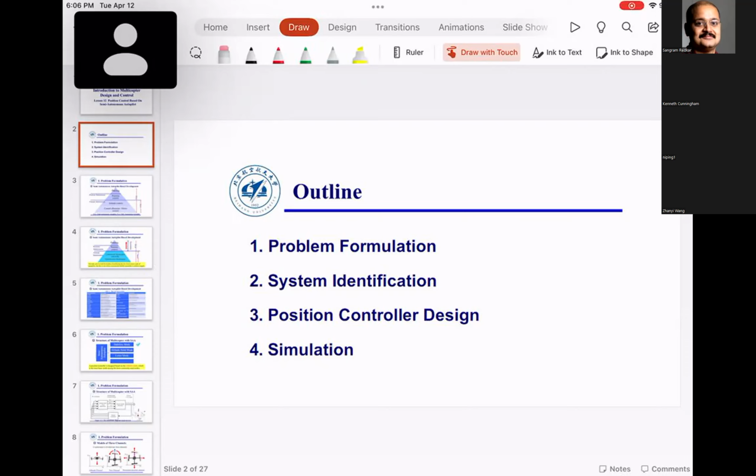So many a times, even if you start with a model based design, after experimentation, you have to fine tune that model. You have to fine tune your control algorithm. Then we will talk about the position controller design. And at the end, we will talk about the simulation. And we'll end today's lesson with some experiment or some MATLAB exercises.